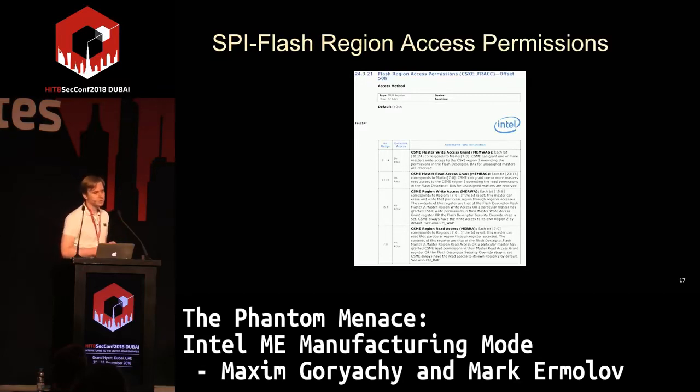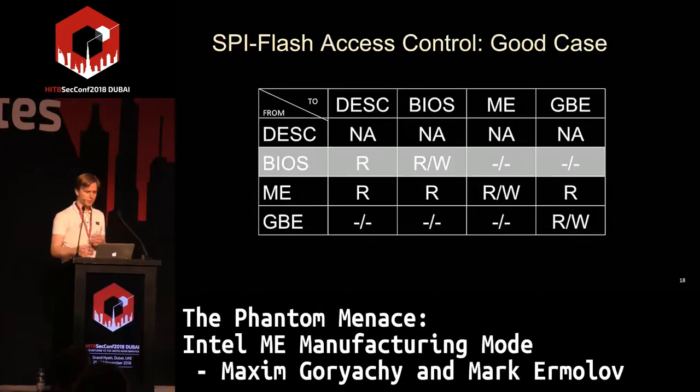However, current controllers for Intel chipsets have a special mechanism called master grant. This mechanism assigns a strictly defined portion of SPI flash to each SPI master. A master controls a particular region regardless of the access rights indicated in the SPI descriptor. Each master can provide access to its region to any other masters it wishes. It's in the table. For example, BIOS can read the descriptor region.